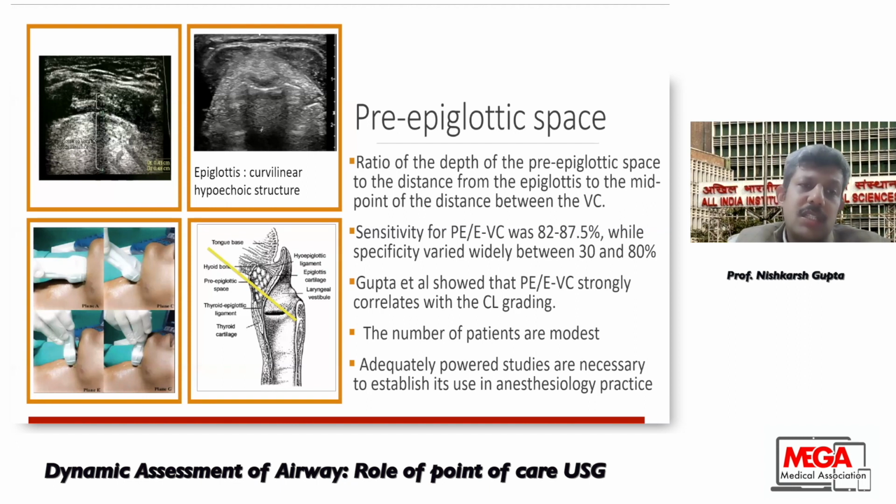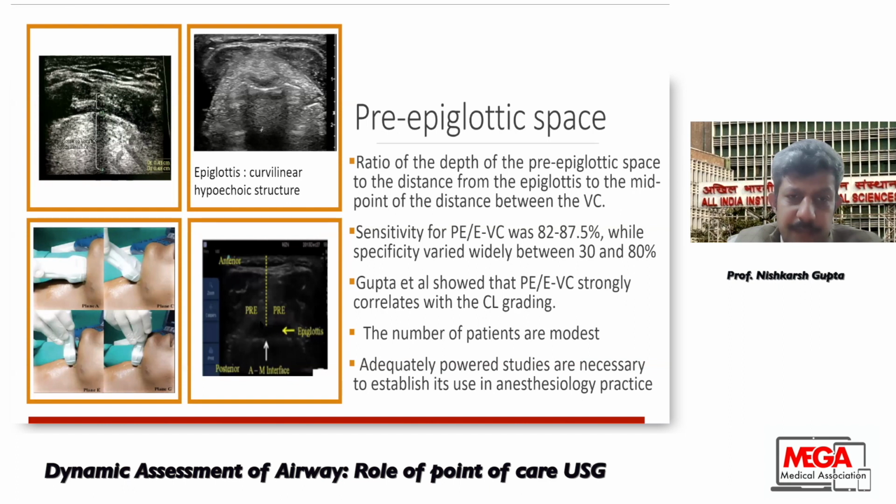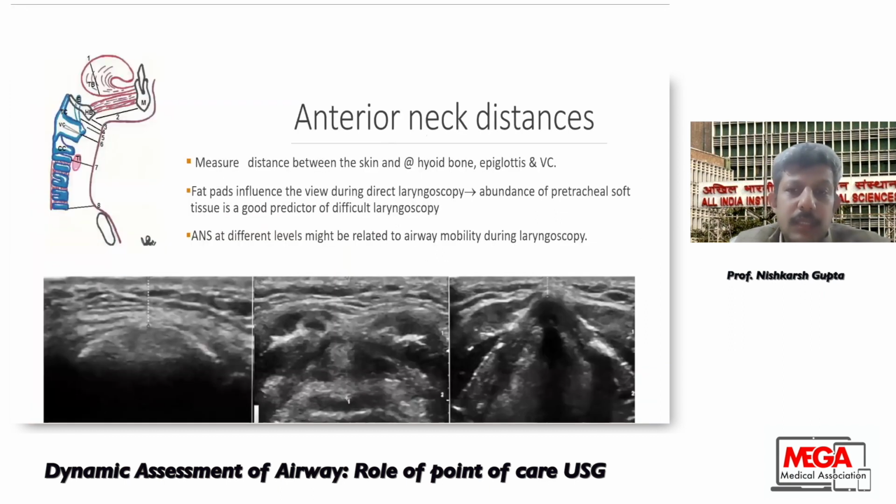So if this distance is less, you have less overall distance available for maneuverability of structures and the tongue is less, so the overall possibility of difficult intubation will increase. So basically this is the preepiglottic space and this is the epiglottis, and then we have the distance from the epiglottis to the vocal cords, and the ratio of these two tells us about the difficulty of possible laryngoscopy.